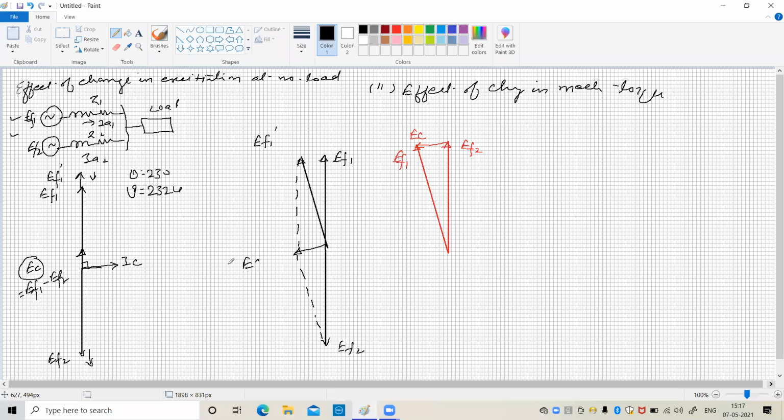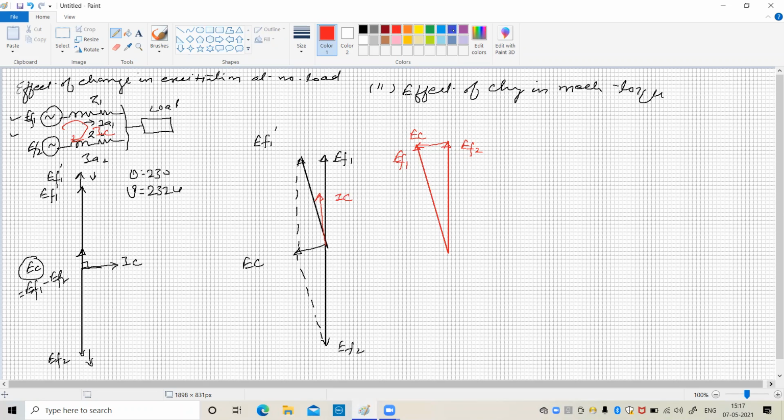So this is the voltage EC. Now, as this voltage is in the local circuit, it will develop a current, the synchronizing current or circulating current. It is lagging by 90 degrees. So this current is IC.